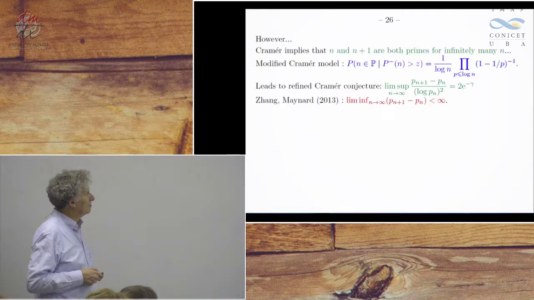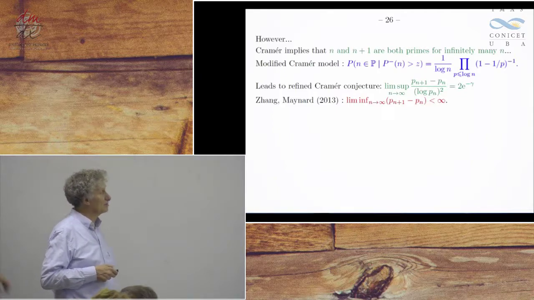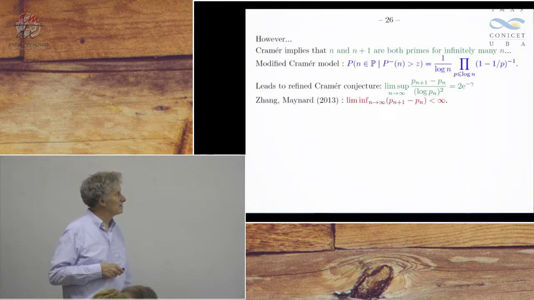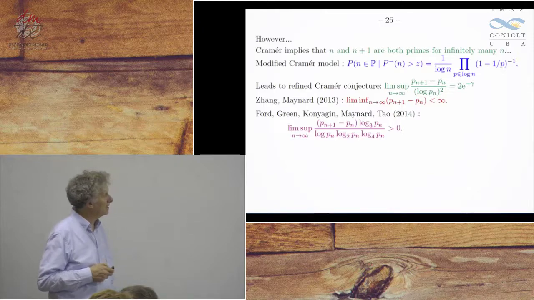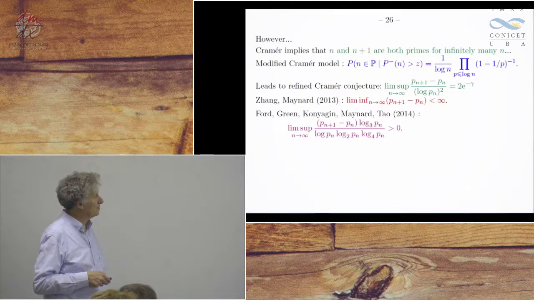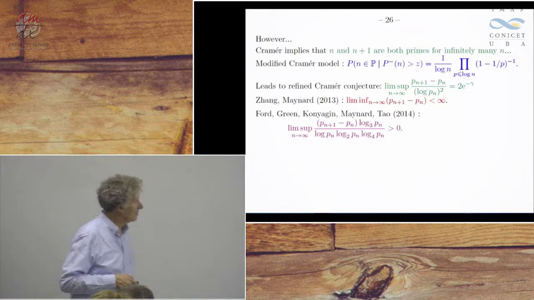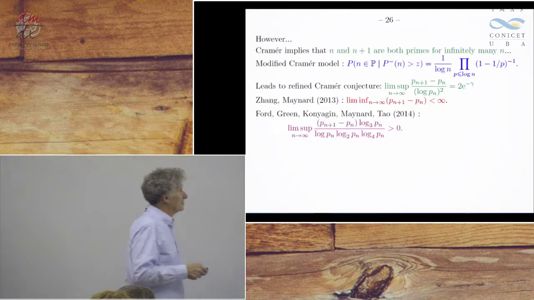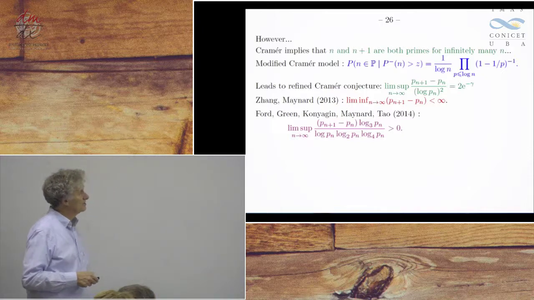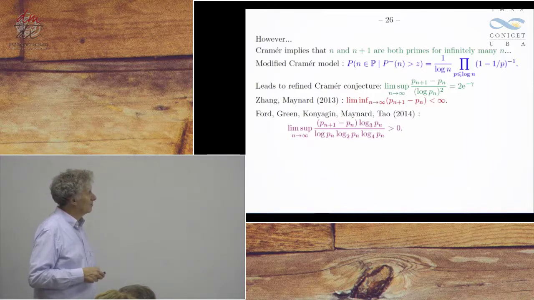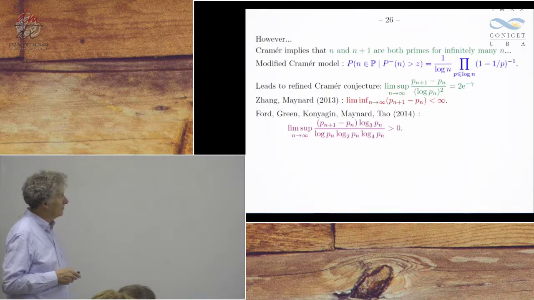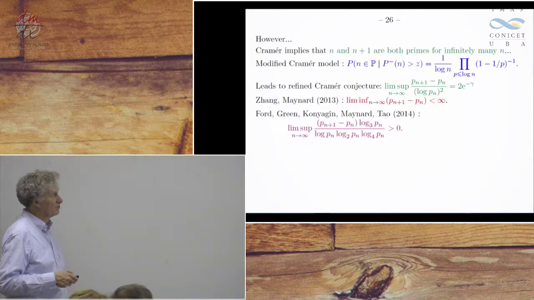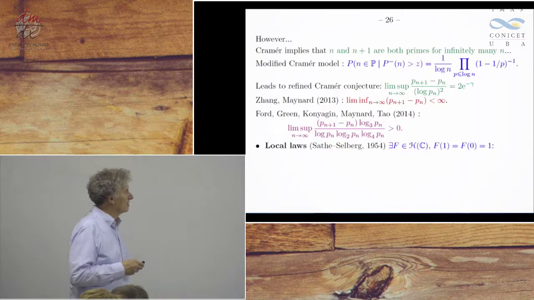And Zhang and Maynard proved recently that the lim inf is finite. And as far as large differences, we have this result with Ford, Green, Konyagin, Maynard, and Tao. So we are still far from Cramer's conjecture, but not that far.